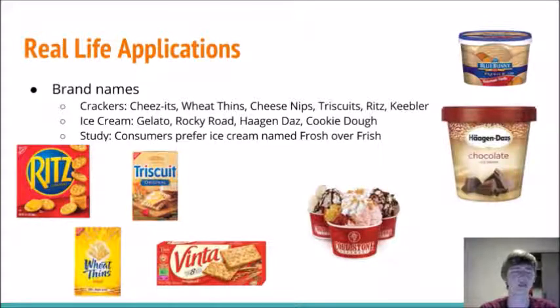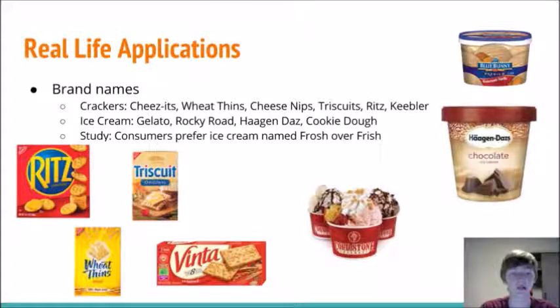Why would cracker brands want to have E and I sounds in them? The sound symbolism explanation is that the E and the I sounds are going to invoke a sharp, crispy feel. And that's the thing a cracker brand would want. It would want to be sharp and crispy.